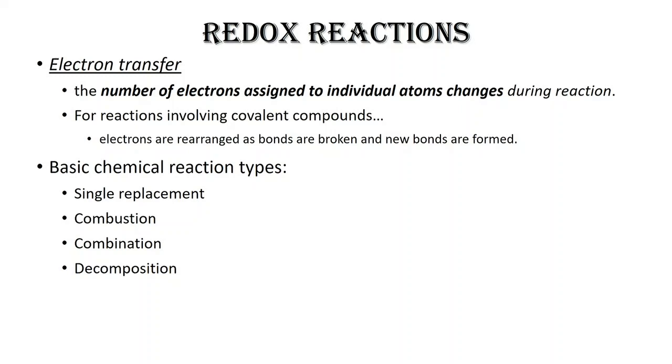Redox reactions involve the transfer of electrons within a reaction, as the number of electrons assigned to individual atoms changes. And if we're looking at reactions involving covalent compounds, those electrons are rearranged as bonds are broken and new bonds are formed. And we'll see how we can determine whether we have a redox reaction with covalent compounds.